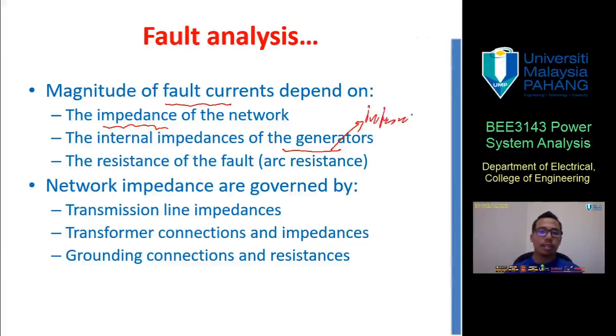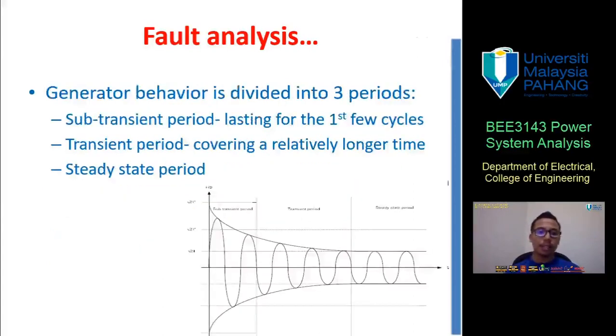Right, next, the resistance of the fault. So we have the fault resistance or the fault impedance, okay? Network impedance is governed by the transmission line impedance. We will go into detail for network impedance, transmission line, transformer connections, and grounding connections and resistance. So this is what the network impedance is governed by, right?